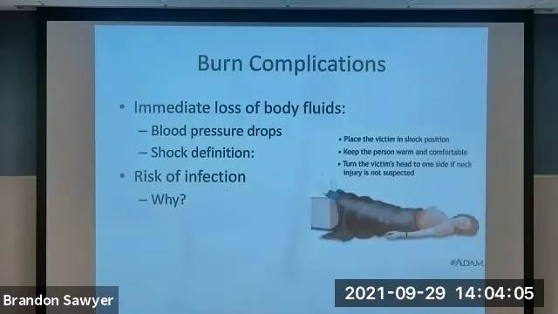One of the big complications with burns is loss of body fluids. When you've had a lot, go ahead.